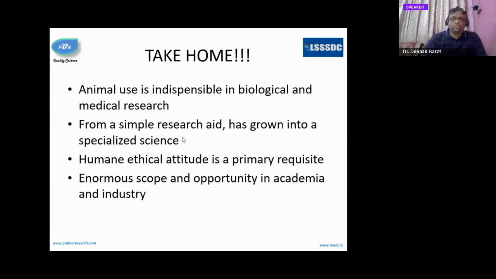So there's enormous scope and huge opportunity in academia as well as in industry. If you gain your knowledge about different animal species, about different disease models, about management of an animal facility, and about different handling procedures, then you have a huge scope to work in industry as well as in academia.